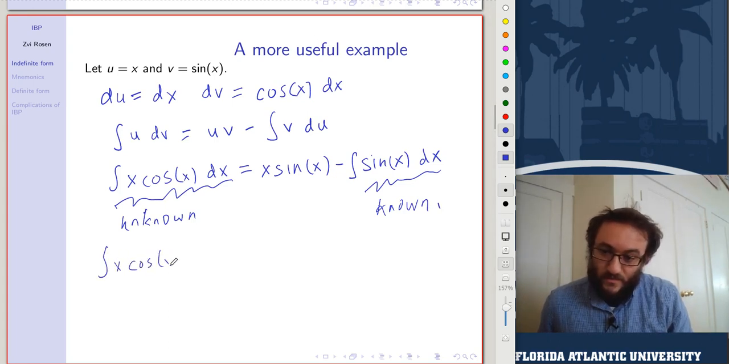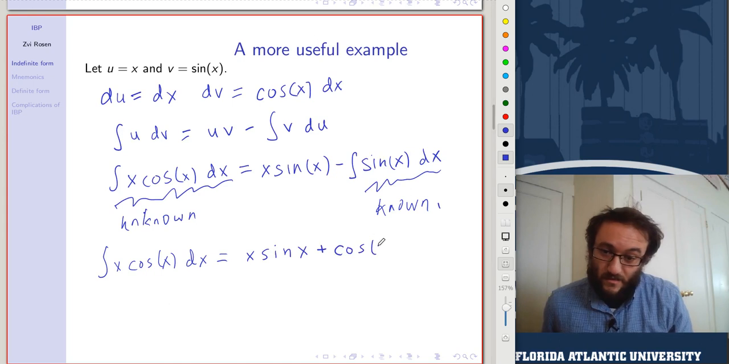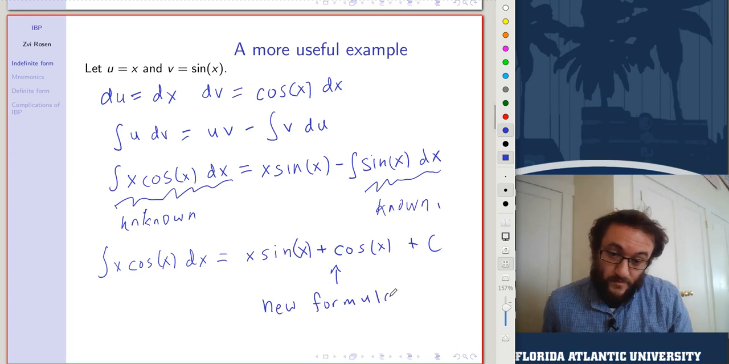The integral of x cosine x dx is equal to x sine x. Okay, and then we get the antiderivative of sine x is minus cosine x, so that becomes plus cosine x plus c. Okay, and this is a new formula which we've derived from integration by parts. So this is pretty cool.